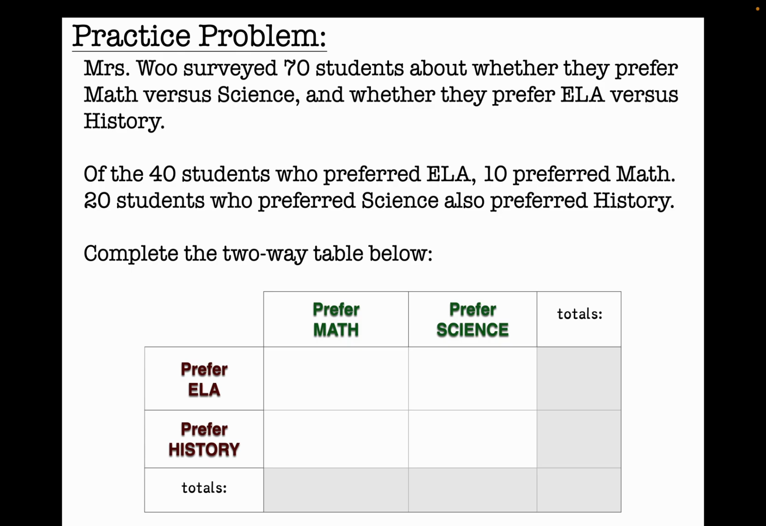Of the 40 students, where's that 40 going to go? Who preferred ELA, 10 preferred math. 20 students who preferred science also preferred history. I see a 70, I see a 40, a 10, and a 20. Where are all those numbers going to go? That is up to you to figure out.